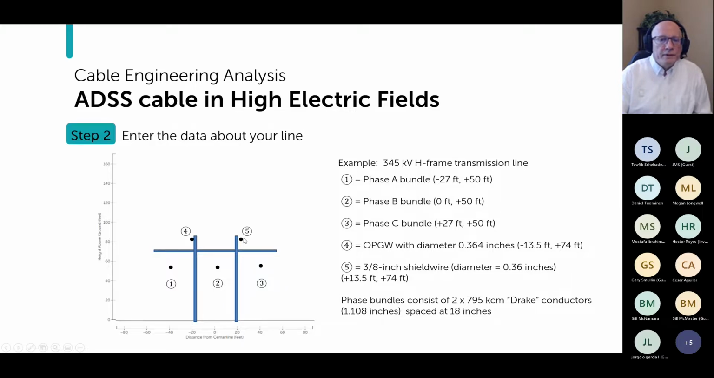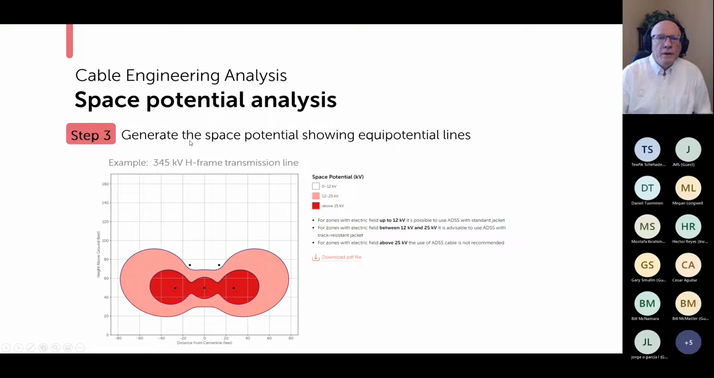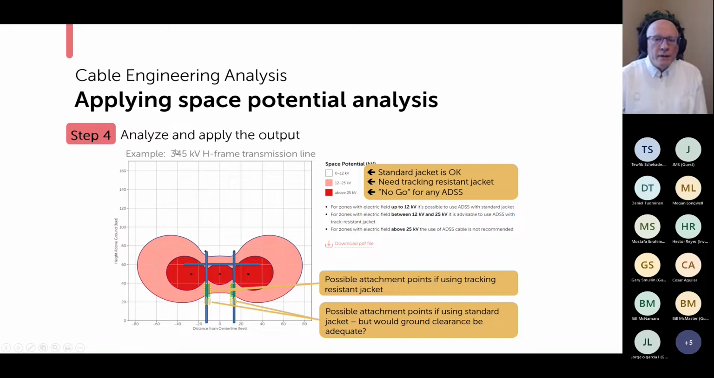4 and 5 are OPGW conductors. Or excuse me, 4 is an OPGW, 5 is a conventional shield wire. And because metal can ground the field, you go ahead and include them in your analysis. The phase conductors themselves are Drake, in 2-conductor bundles each, spaced at 18 inches. So you'll enter the data, whether you're using an Excel workbook or the ACES system, they operate the same. You enter that data, hit your calculate button, and you'll get your output. And then you'll be able to analyze that output.